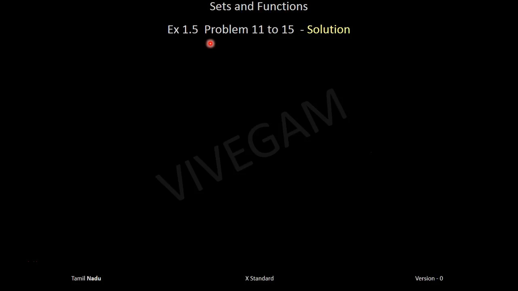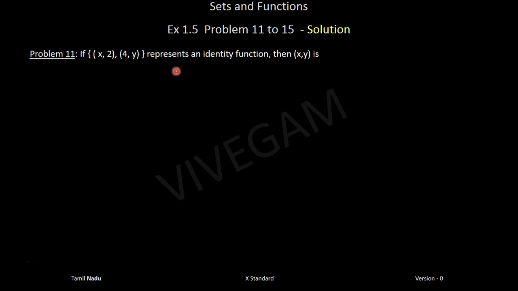Exercise 1.5, problems 11 to 15. If (x, 2) and (4, y) represent an identity function, then find x and y.